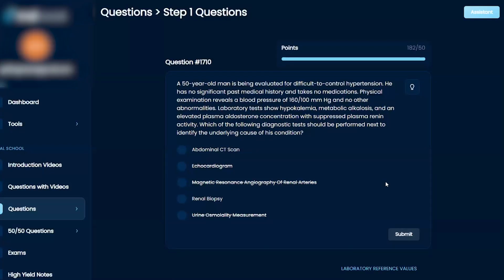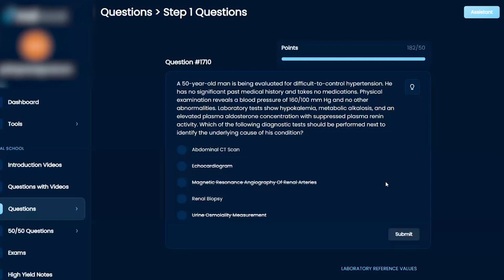So read the question again. Which of the following diagnostic tests should be performed to identify the underlying cause of this condition? Read it again. You missed a word. Which of the following diagnostic tests should be performed next to identify the underlying cause of his condition? Yeah. So perform next. What do you want to do next?